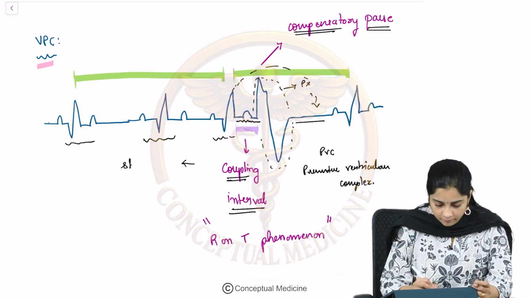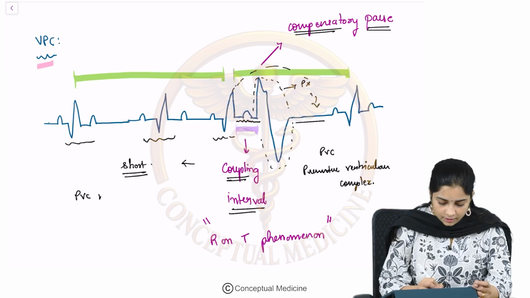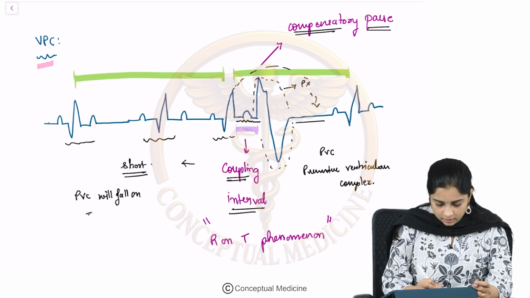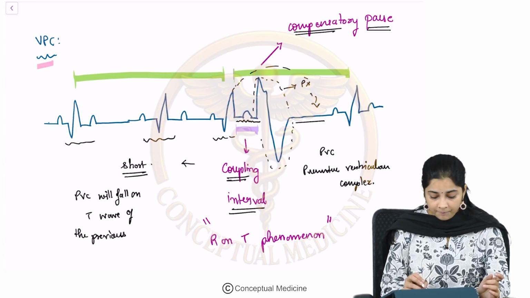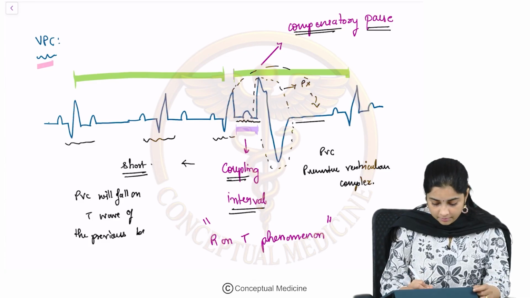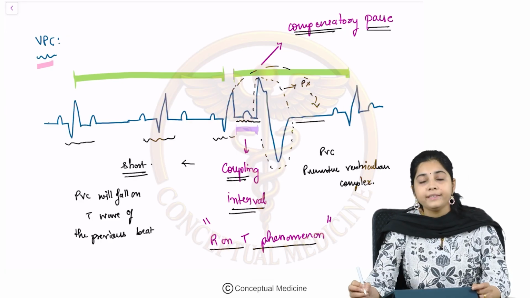If the coupling interval is short, don't you feel that the PVC will fall on the T wave of the previous sinus beat? It will fall on the T wave of the previous beat. This is what we call the R on T phenomenon.